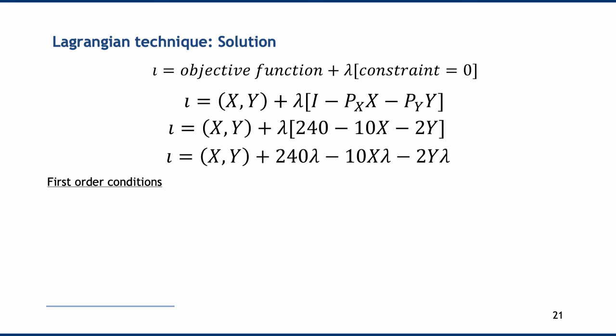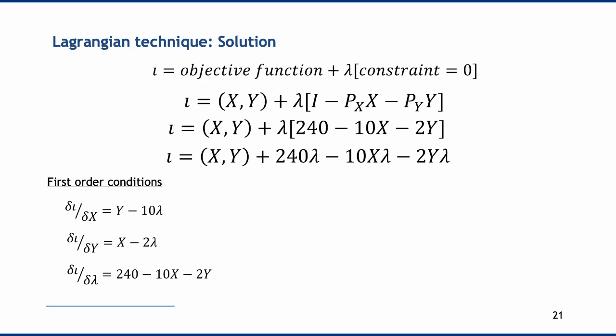So to find these first order conditions, firstly we need the derivative of the Lagrangian equation with respect to X. This is going to be simply equal to Y minus 10 lambda. We need the derivative of the Lagrangian with respect to Y, which will be equal to X minus 2 lambda, and the derivative with respect to lambda, which is 240 minus 10x minus 2y.